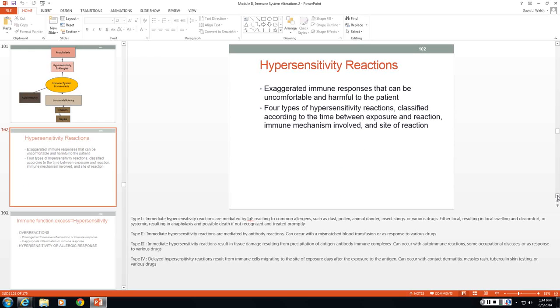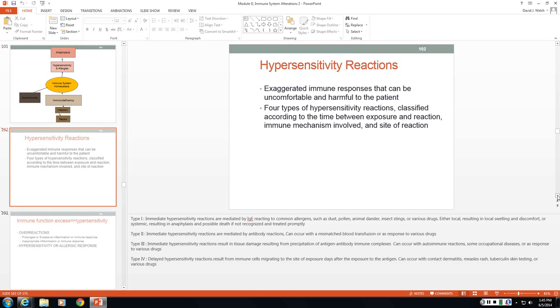Now, there are 4 types of hypersensitivity reactions. They're classified according to the time between exposure and reaction, the immune mechanism involved, and the site of the reaction. So type 1 is immediate hypersensitivity reactions. They're mediated by IgE reaction to common allergens, such as dust, pollen, animal dander, insect stings, and various kinds of drugs. They can be either local, resulting in local swelling or discomfort, or systemic, resulting in anaphylaxis and possible death if they're not recognized and treated promptly.